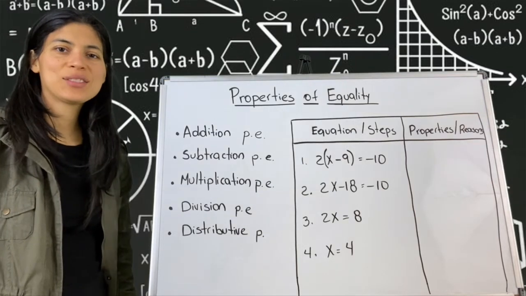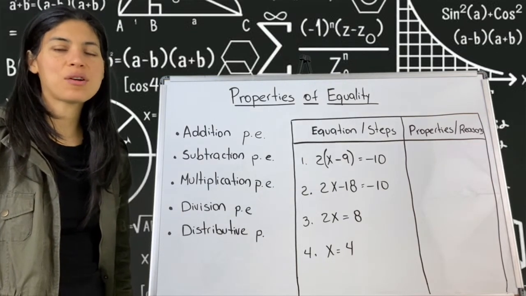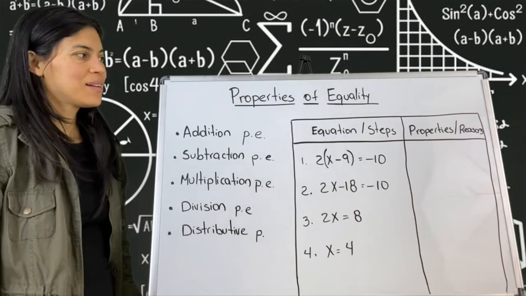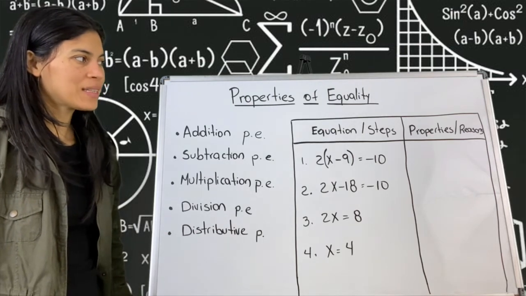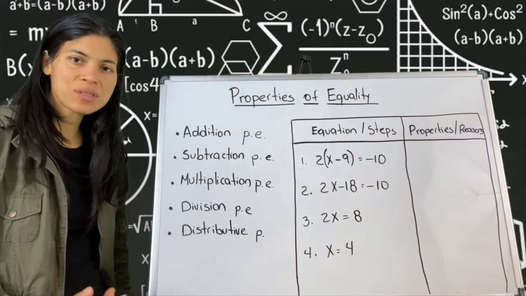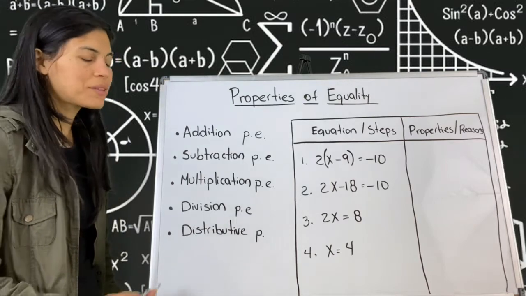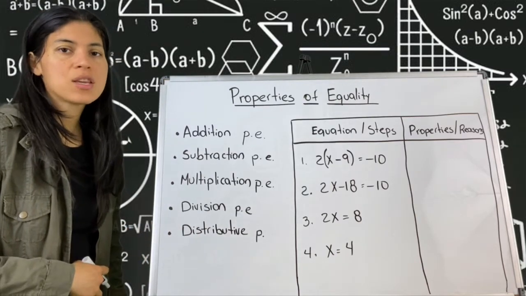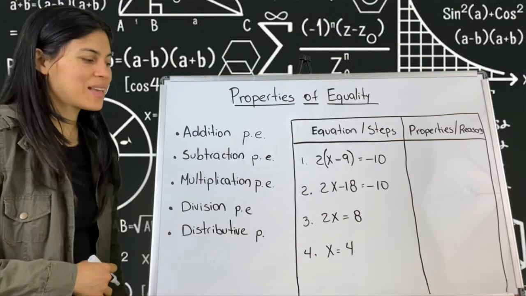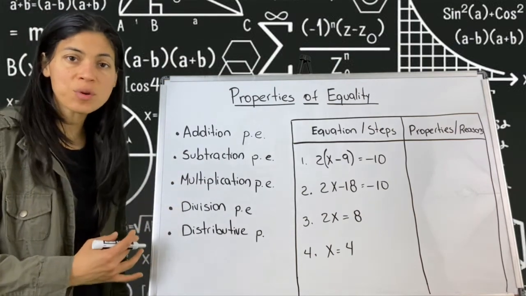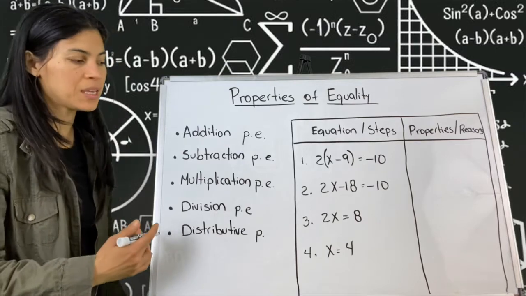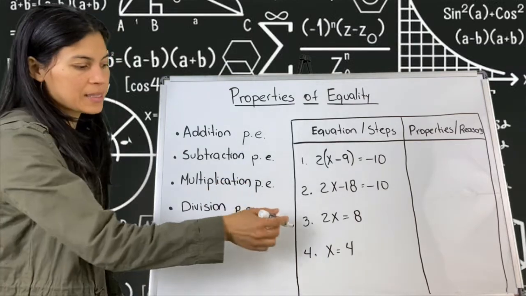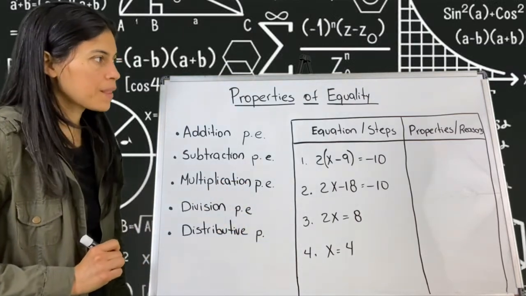Good morning. Today we're going to see properties of equality. Properties of equality are the properties that justify, that give a reason for the steps that we are doing when we solve an equation. You have used them, and today we are just going to figure out which property is being used in each of the cases that you have in boxes.